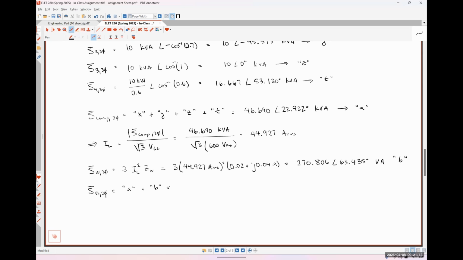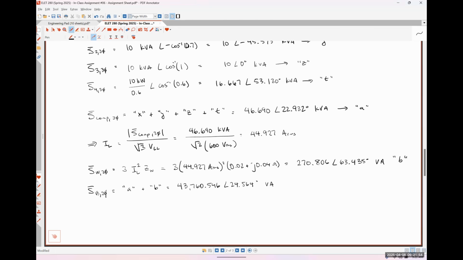And I need to make sure that I use the units of kilovolt amperes for A and just regular volt amperes for B. I wound up getting 43,760.546 and some change, angle 24.564 degrees volt amperes, is the complex power supplied by my source.